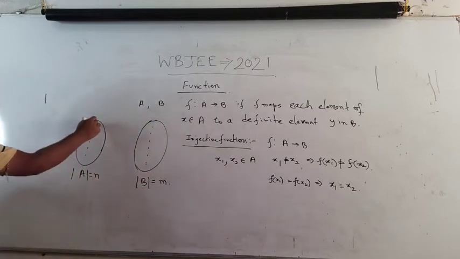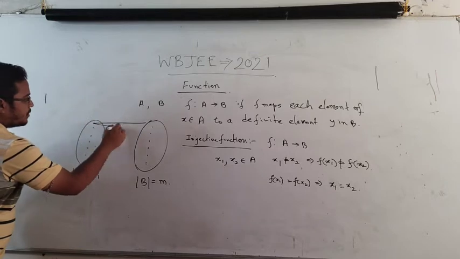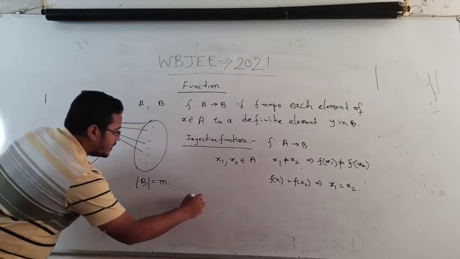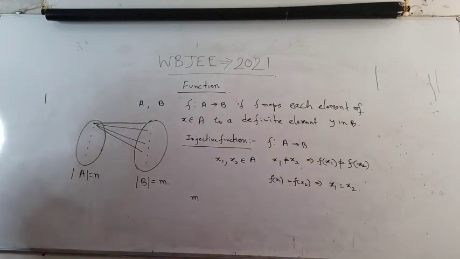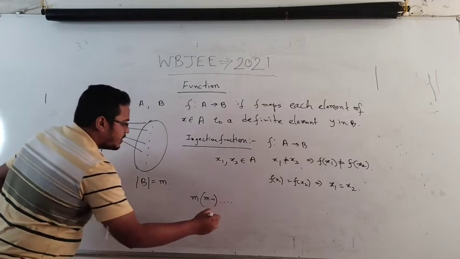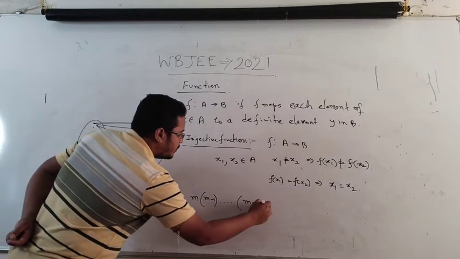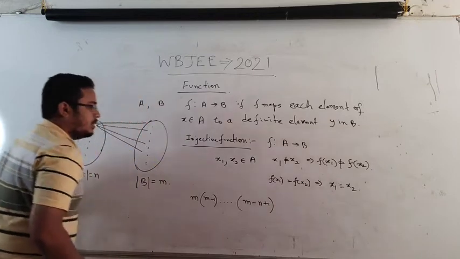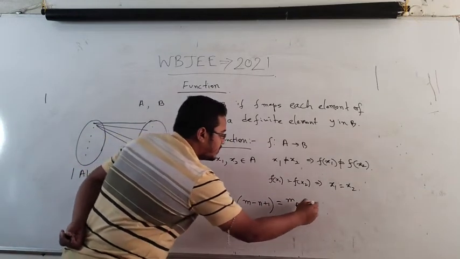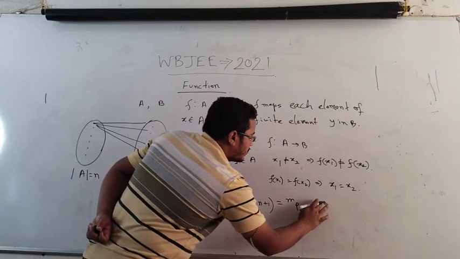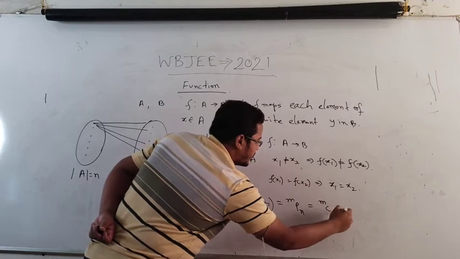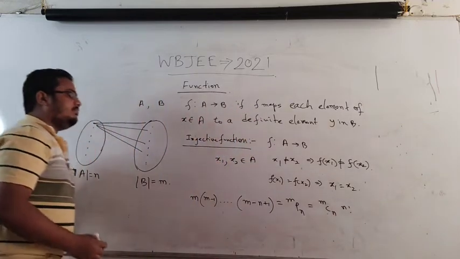So the first element in A will have m possible ways, and then the second element will have m minus 1 possible ways. In this way, the last element will have m minus n plus 1 possible ways, and this is actually equal to mPn. And if we write with the help of the binomial coefficient, this is mCn into n factorial.